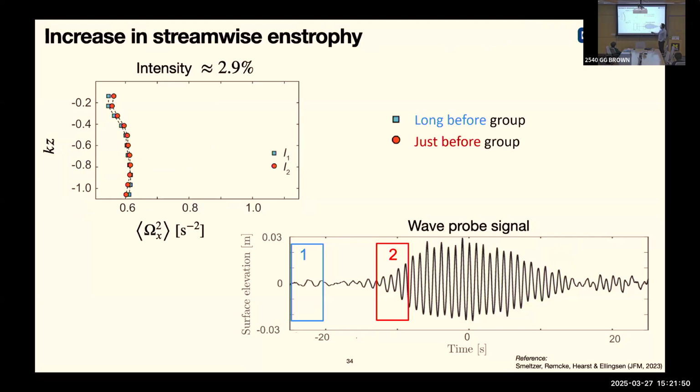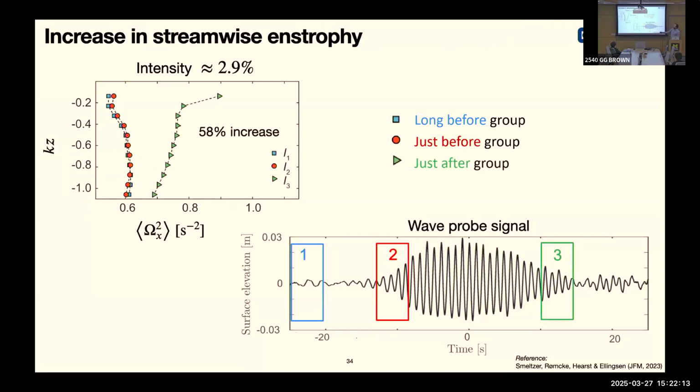When we do this, these are going to be our streamwise vorticity profiles. This is normalized distance down from the surface, where 0 would be the surface, and it's normalized by the wavelength of the wave. You see that in these first 2 regions, we have basically the same profiles. So this is what you'd expect. The turbulence here and here hasn't really changed. But now the question is what happens here?